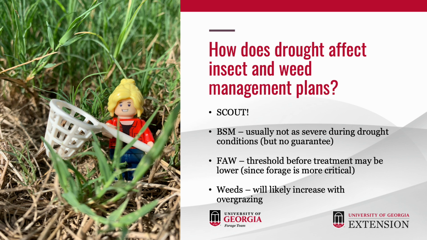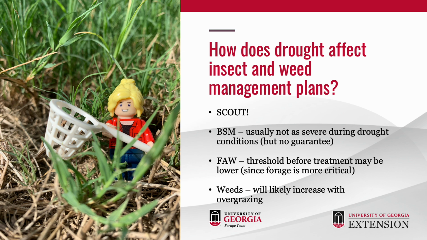So, final note here that is applicable no matter which forage you're growing in our state is to look at how drought can affect our insect and weed management plans. During these periods, it is more important than ever to get out and scout. That's the only way to really get ahead of these problems that we tend to see in our pasture and hay systems.